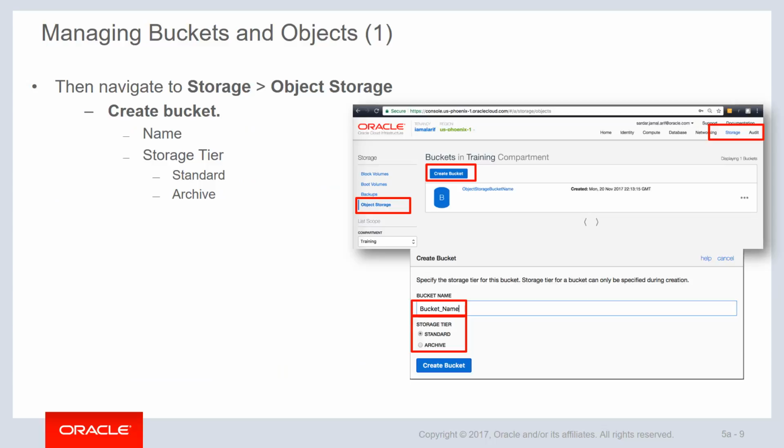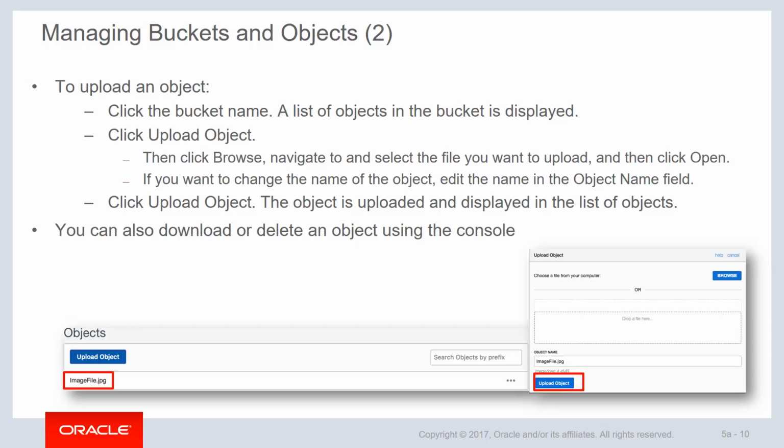In order to create a bucket, we would navigate to the object storage console. We would click Create Bucket, simply give the bucket a name, and select the storage tier type, either standard or archive. When it comes time to upload an object, we could use the management console to upload objects one by one. So we would simply click the bucket to go into the details of the bucket. We would click Upload Object, and then we could either browse for the object or simply drag and drop an object from an existing Explorer window onto the web UI, and then click the Upload Object button.